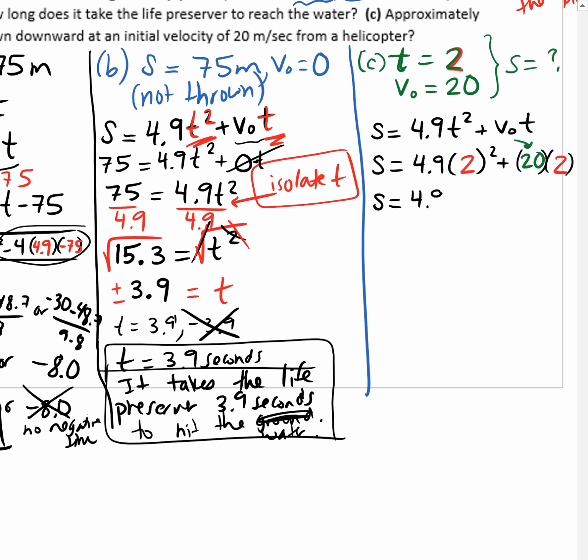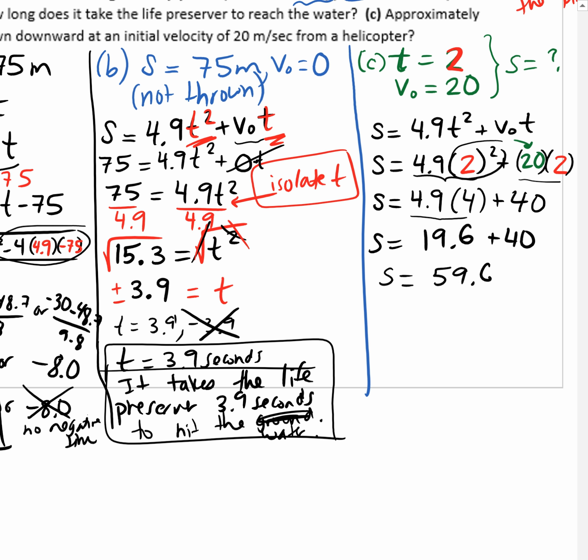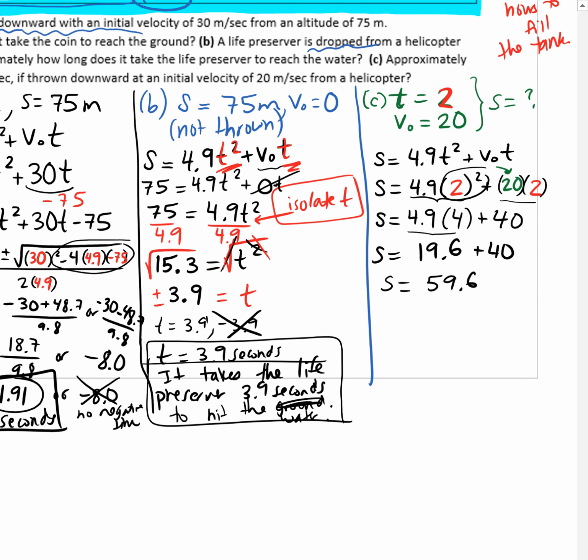But be careful because you have to use order of operations. I can't do 4.9 times 2. I have to square 2 first, that's 4. And then I'll multiply that by 4.9. And here it's 20 times 2, that's 40. That's 4.9 times 4. Don't be a hero. Use a calculator. 19.6 plus 40, that's going to be 59.6.